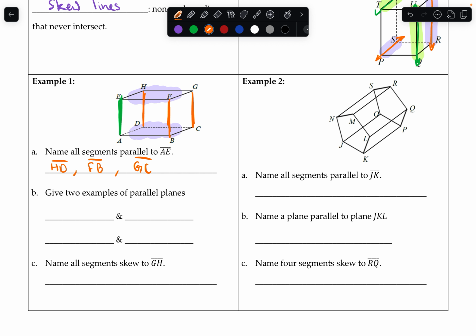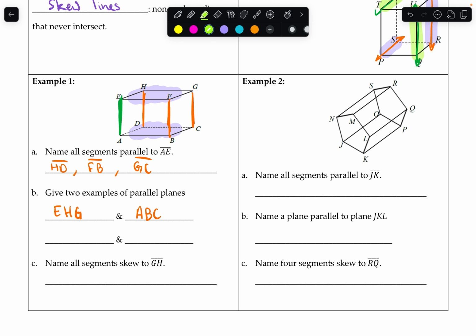Now remember, you use three letters to signify a plane. So we could say the top is E, H, G, and the bottom can be A, B, C. So you need three points that are on that plane. So I could have gone A, B, D, B, C, D, any combination of three letters on the bottom, any combination of three letters on the top. F, G, H would have worked. But yeah, so there you go. There's an example of parallel planes.